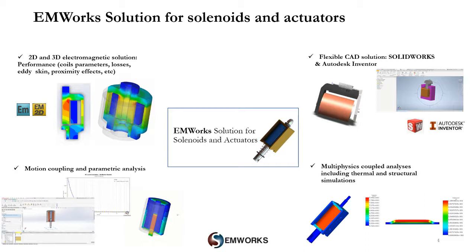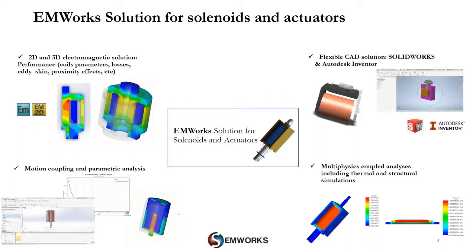So you just need to check a box to enable this coupling, or one of these couplings, or a combination of them. Then define the thermal boundary conditions along with the electromagnetic setup. So there is no need to export or import any data. This ensures a fast and easy workflow.